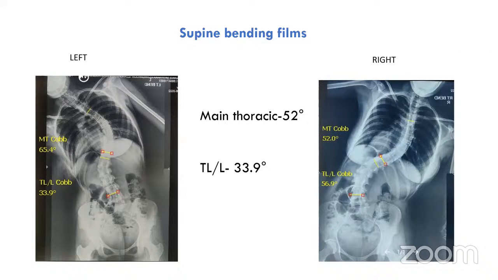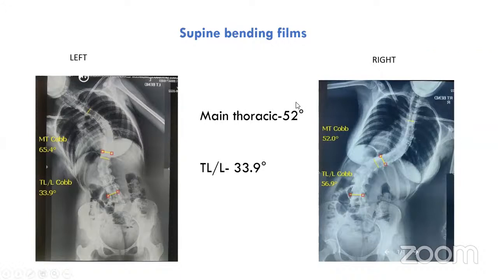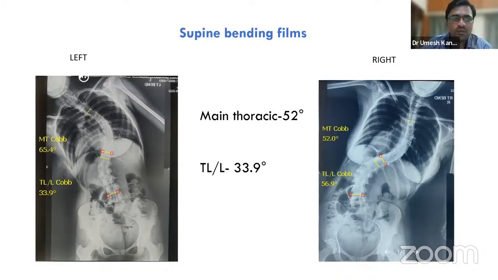Do you want to mention anything, use the word structural, non-structural curve? Do you want to give anything now here? Yes, sir. Rotations are seen. Effort is a little less. We can see the structural curve. Structurality can be determined on these bending films.